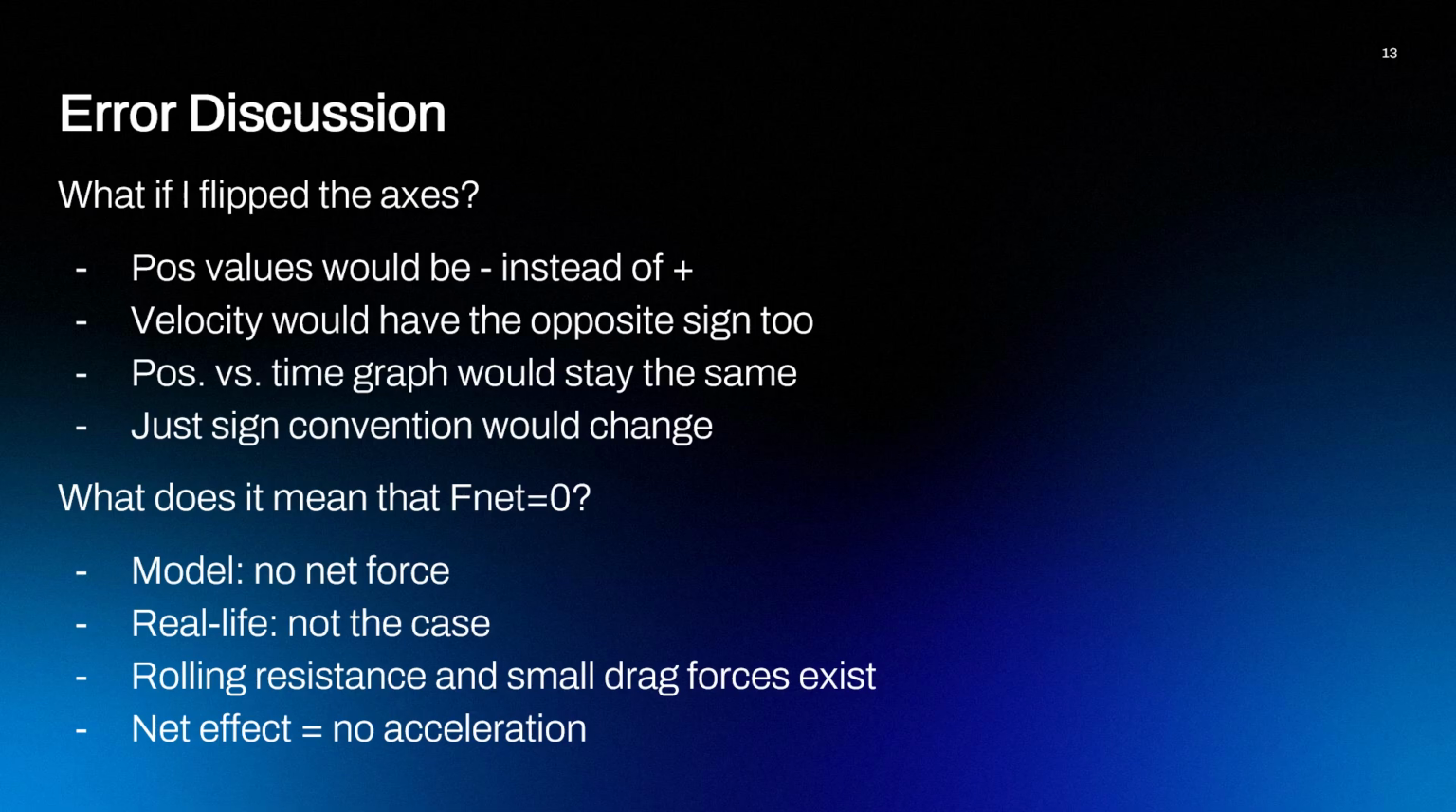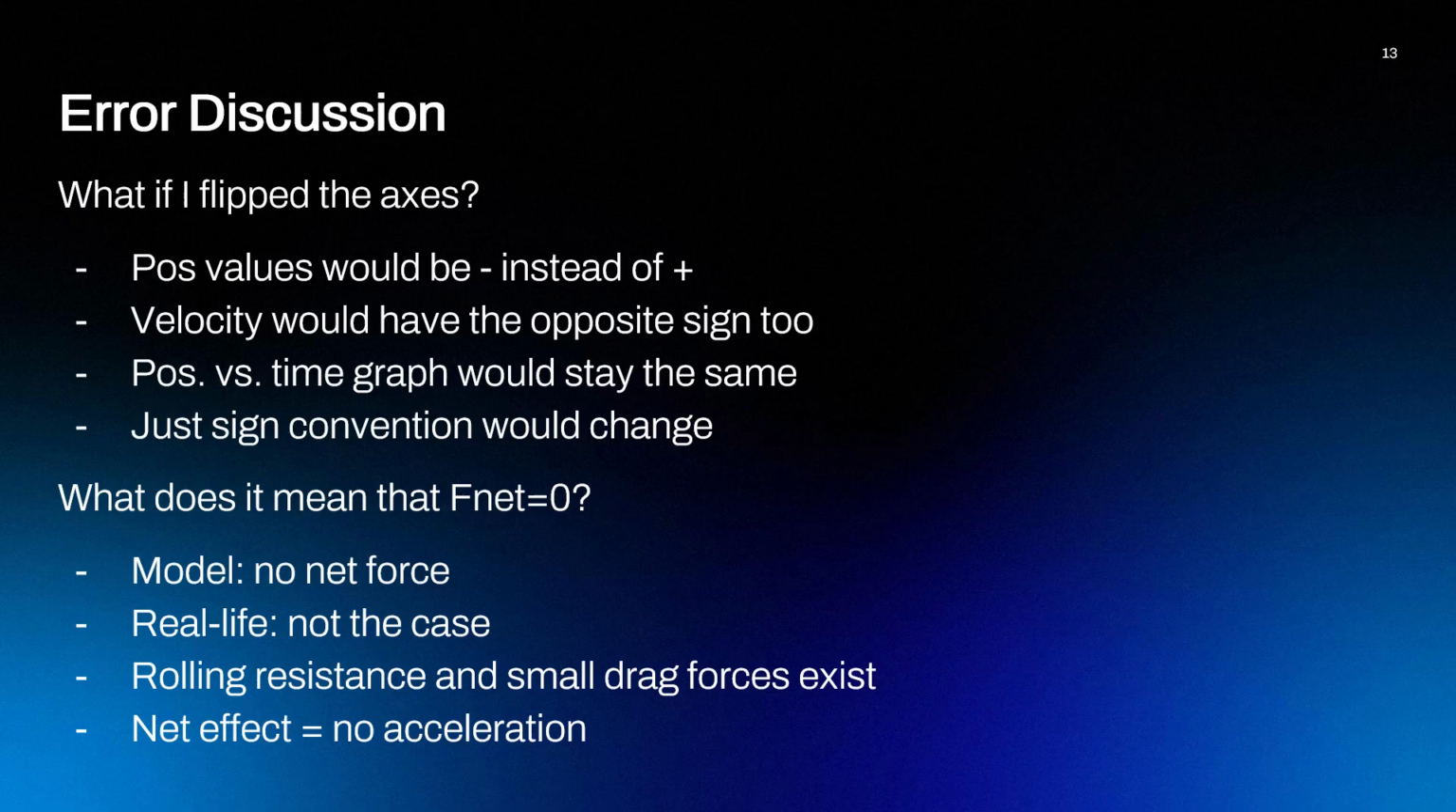The what if and what does it mean questions. What if I flipped the axes? If I chose positive x pointing in the opposite direction, all the position values would be negative instead of positive, and the velocity would also have the opposite sign. But the slope of the position time graph and the shape of the velocity versus time graph would remain the same. So the physics conclusions don't change, just the sign convention.